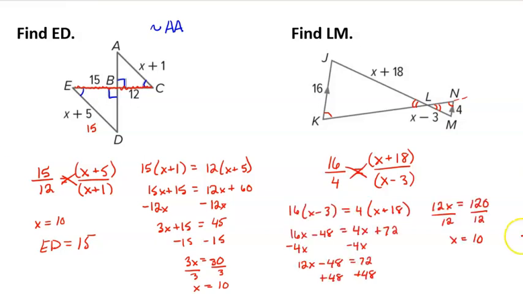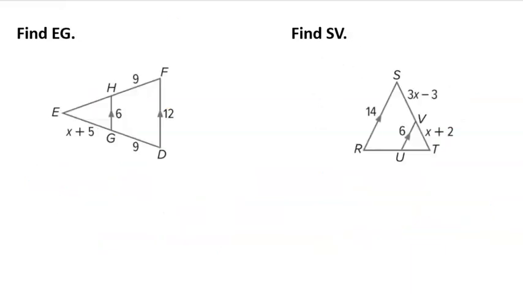And for this one, X just happens to be 10 as well, and then it's asking us for LM, which is going to now be 10 minus 3, which gives us 7. And let's do 2 more problems. These are going to be the last ones that we do for this video.